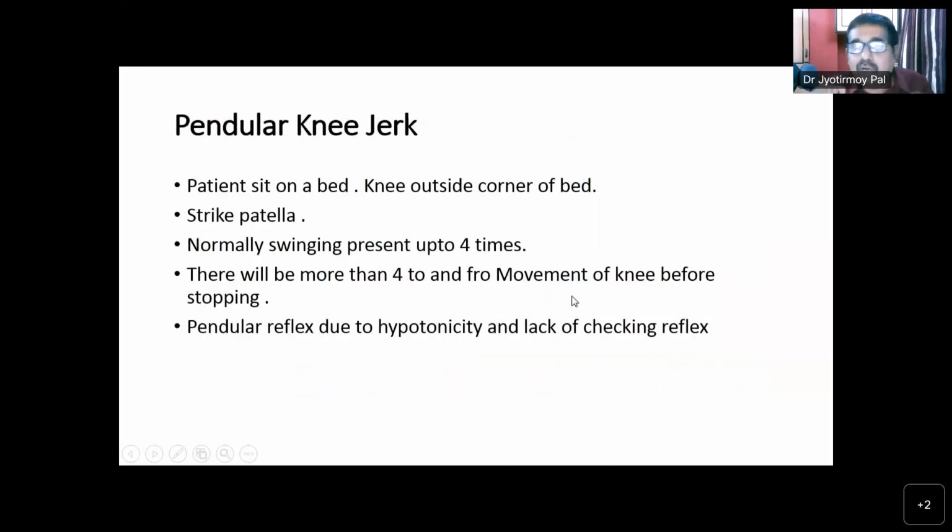Now coming to the Romberg test. Romberg test, I will come to later on. There is sensory versus cerebellar ataxia.